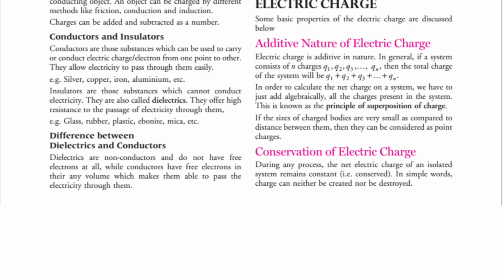Dielectrics are non-conductors and do not have free electrons at all. Okay, non-conductors means what? Insulators. And they do not have free electrons at all. While conductors have free electrons in their volume, which makes them able to pass the electricity through them, right? And conductors have the free electrons and they can pass the electricity through them.